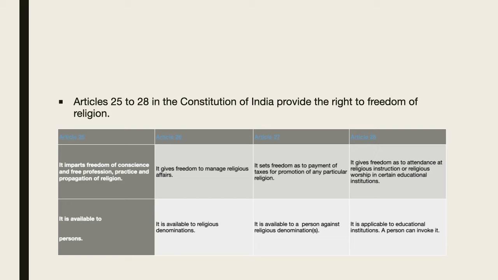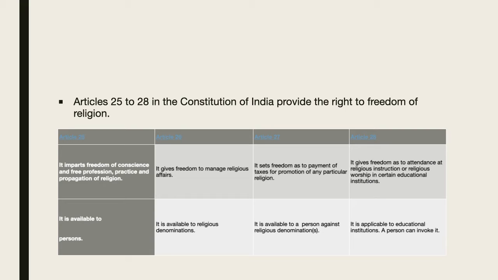Article 25 imparts the freedom of conscience and freedom of profession, practice and propagation of religion. This is available to persons. Article 26 gives the right to manage religious affairs. This is available to religious denominations.